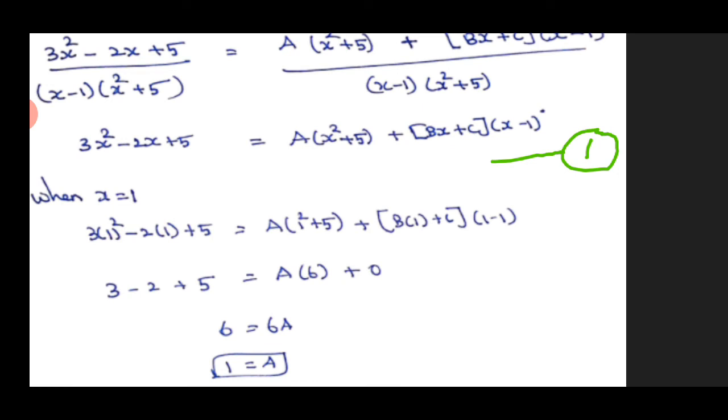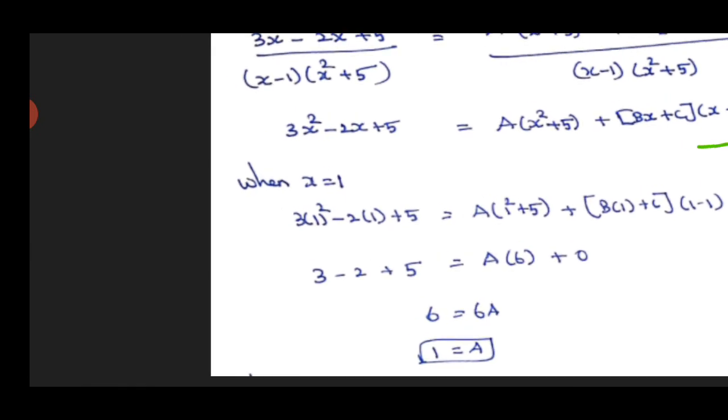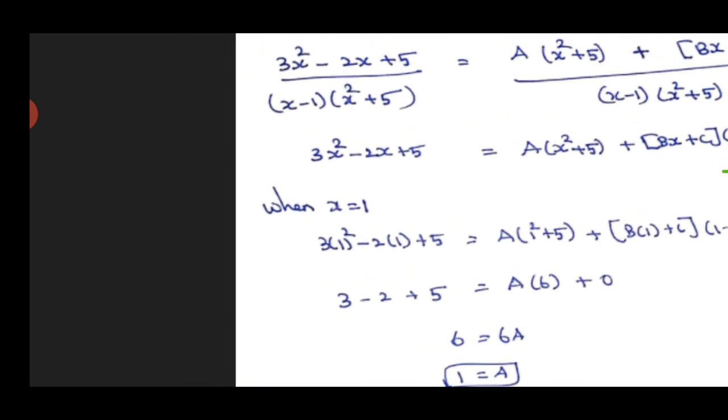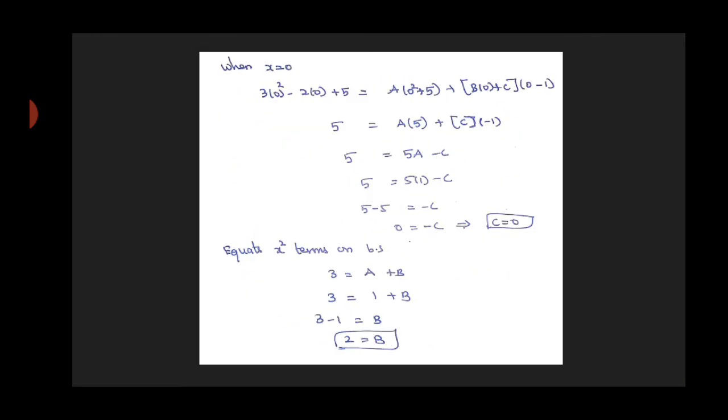1 minus 1 is 0. So 0 into that bracket is 0. So we have only one term on the right side, that is a into 1 square is 1, 1 plus 5 is 6, that is a into 6, 6a. So the left side when you solve you get 6, 6 equal to 6a, so we have a equal to 1. And now we cannot apply any other values, so we simply go for 0.